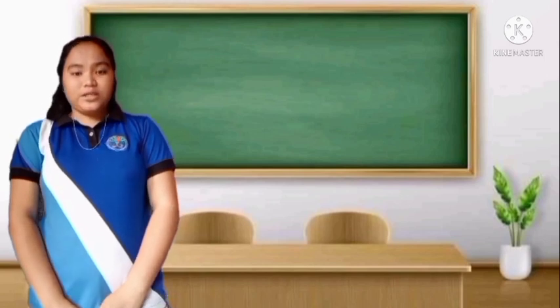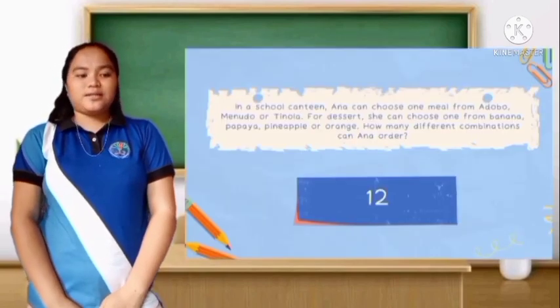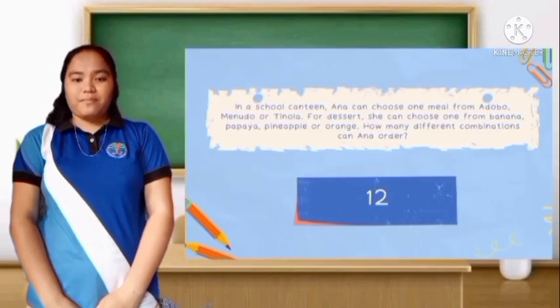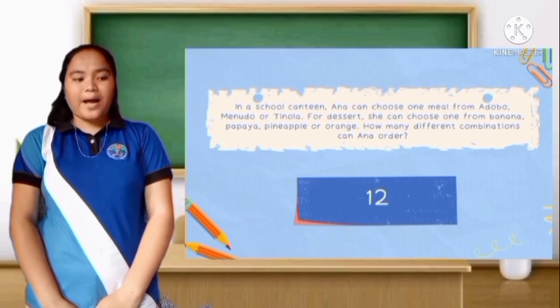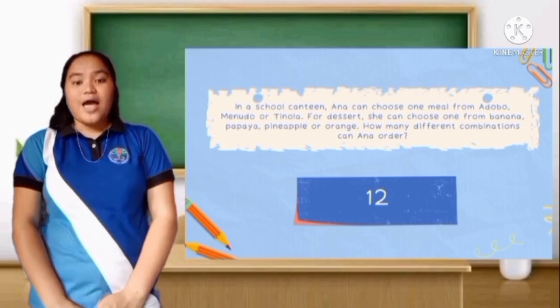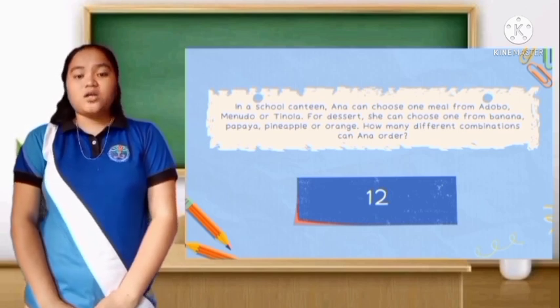Our 6th question is, in a school canteen, Anna can choose one meal from adobo, menudo, or tinola. For dessert, she can choose from banana, papaya, pineapple, or orange. How many different combinations can Anna order? And the given answer here is 12.